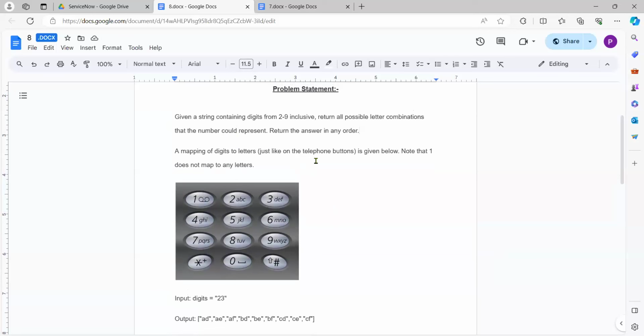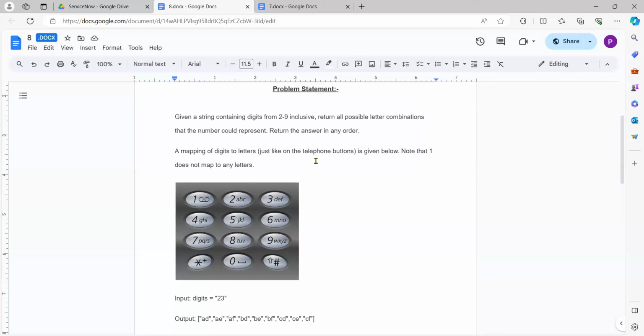So it's like having keypad phone, everyone remember? So the keypad have every number corresponding to that. We have characters also. So given a string containing digits from 2 to 9, return all possible letter combinations that the number would represent. Return the answer in any order. Mapping of digits to letter just like telephone buttons.